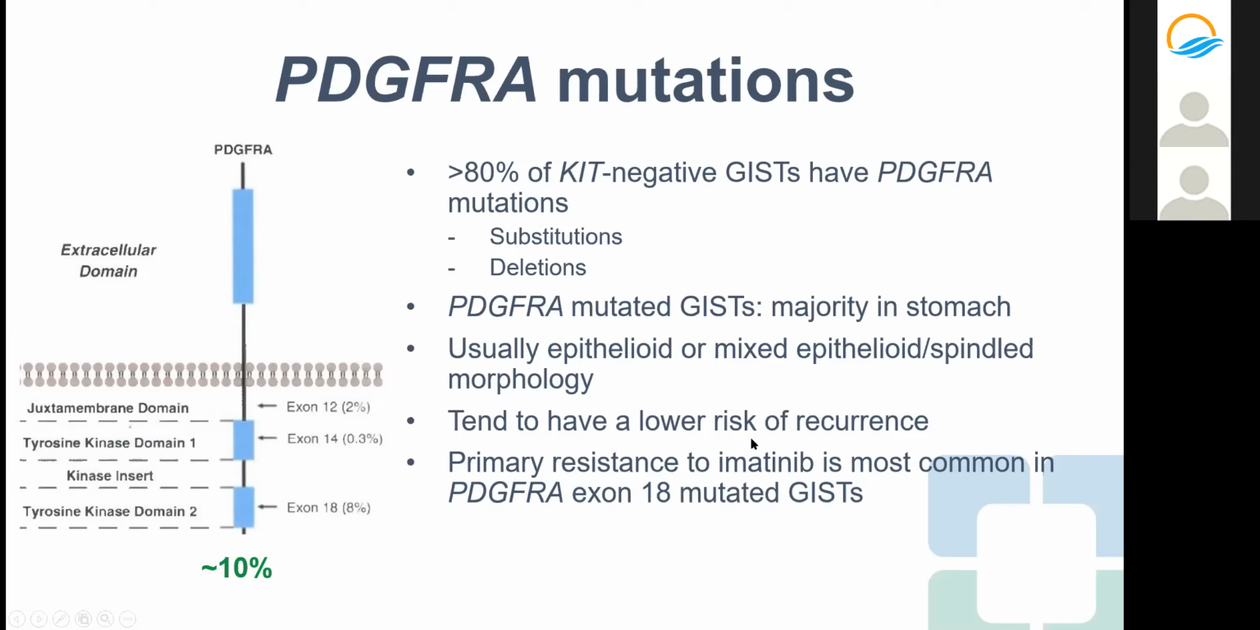They generally have a relatively low risk of recurrence, and the mutations that occur within exon 18 actually result in primary resistance to imatinib or Gleevec therapy, and there are alternative drug options that work well in these patients, and we'll talk about that towards the end of today's talk.